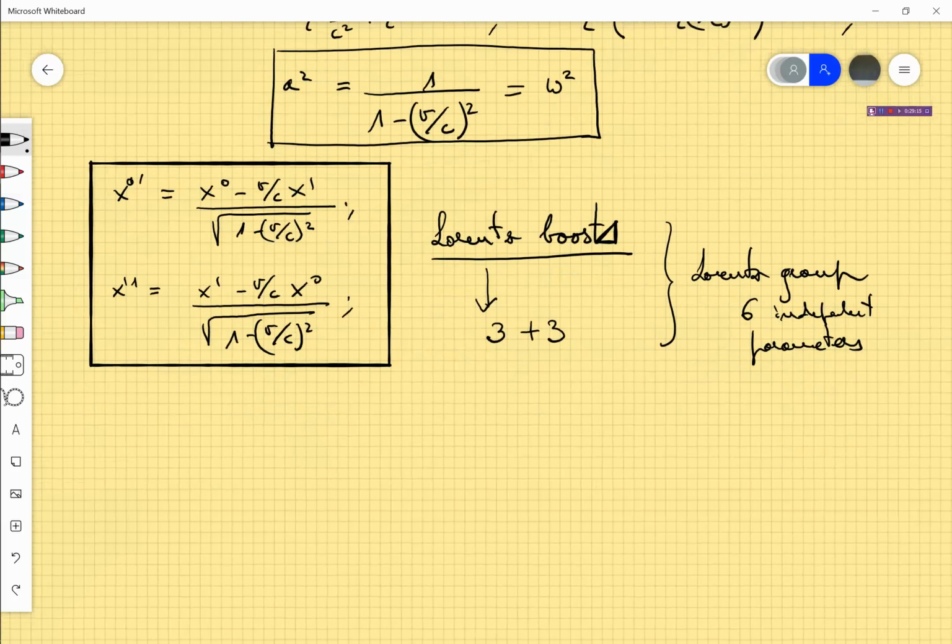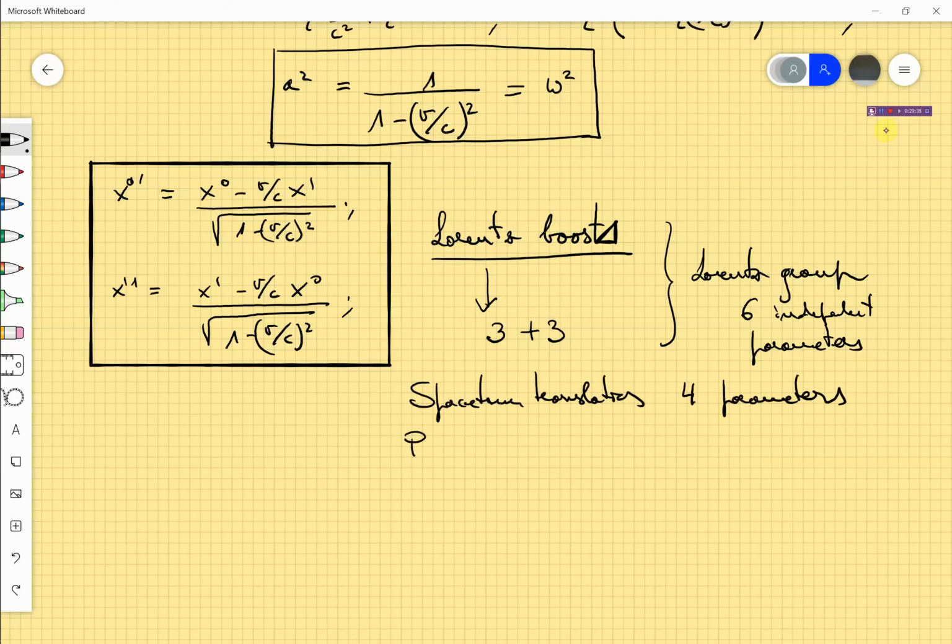Then space-time translations have 4 parameters, because you can shift the origin of time and you can shift the origin of the other 3 spatial coordinates. So the Poincaré group has 10 independent parameters.